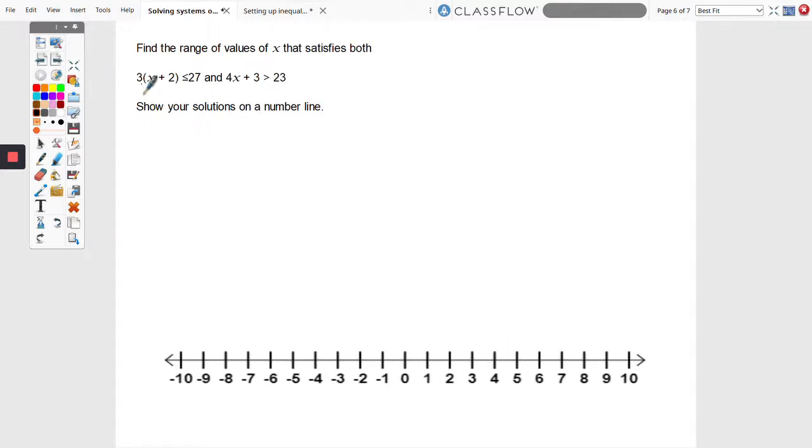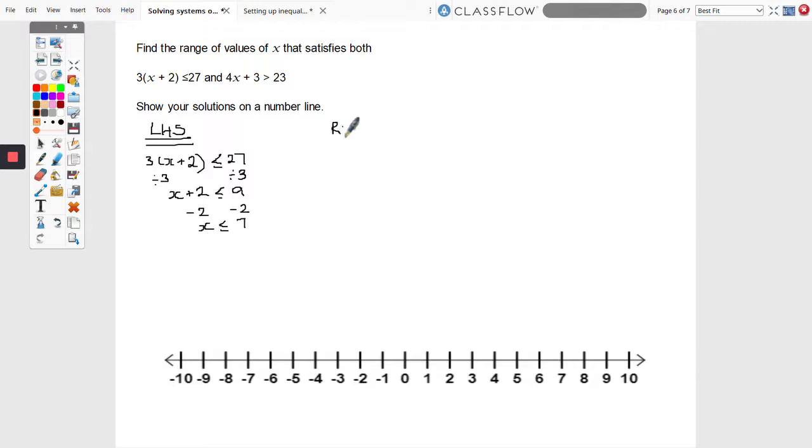Right, so final question now. Again, we've got two linear inequalities to solve. So we'll start on the left-hand side. We've got 3x + 2 ≤ 27. So I'm going to divide both sides by 3. And that's going to give me x + 2 ≤ 9. And then I'm going to subtract 2 from both sides. So that will give me x ≤ 7.